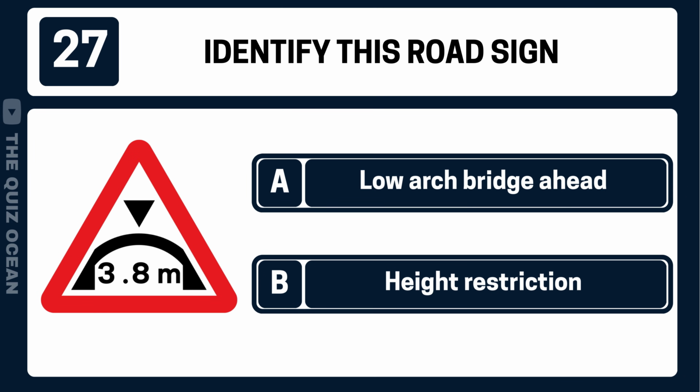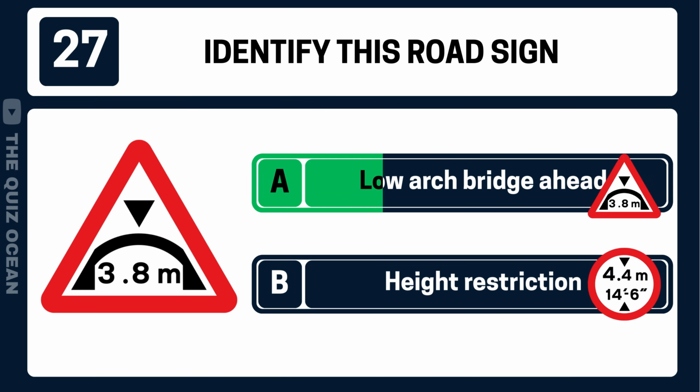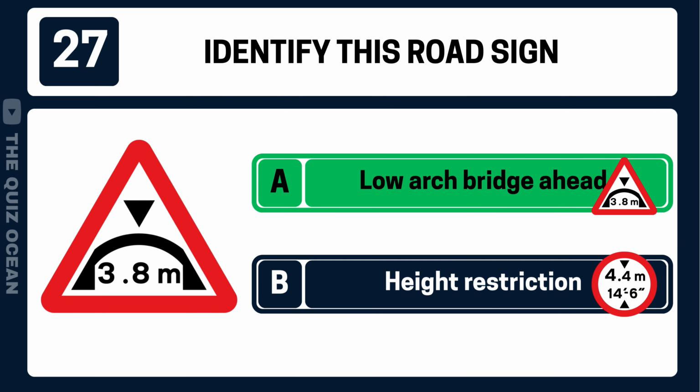Identify this road sign. A. Low arch bridge ahead. B. Height restriction. Well spotted. This is the low arch bridge warning sign.